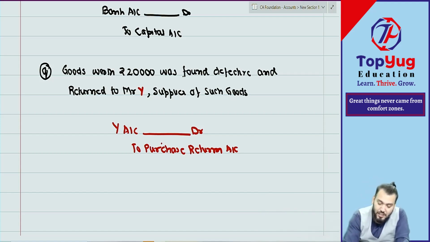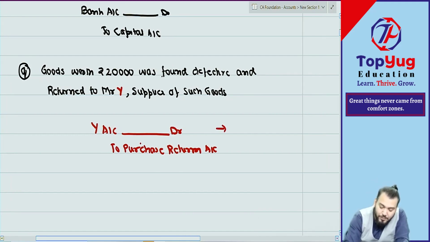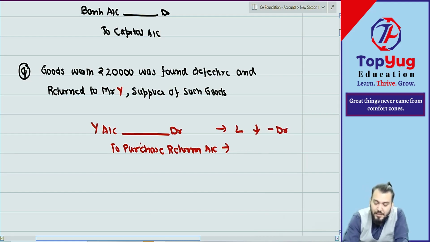Correct? If you follow the traditional rules, can you help me with the modern rules? Tell me, Mr. Y's account is what? Liability. Can I see it is a decrease in liability? Decrease in liability will be debited. And purchase return is what?